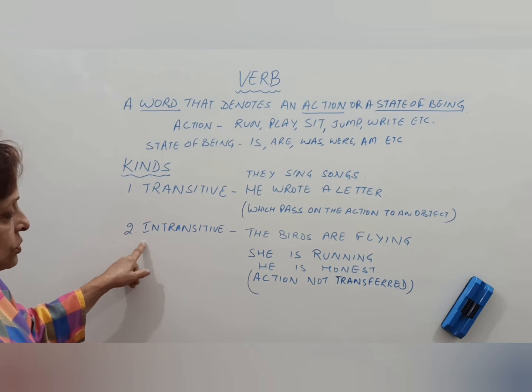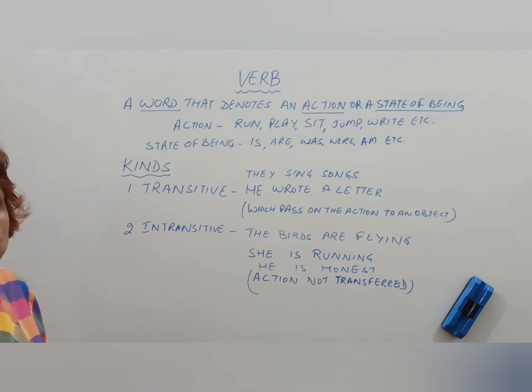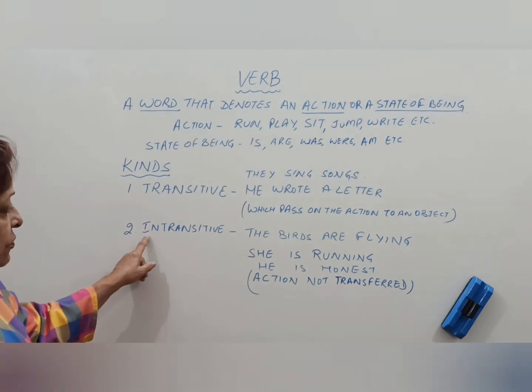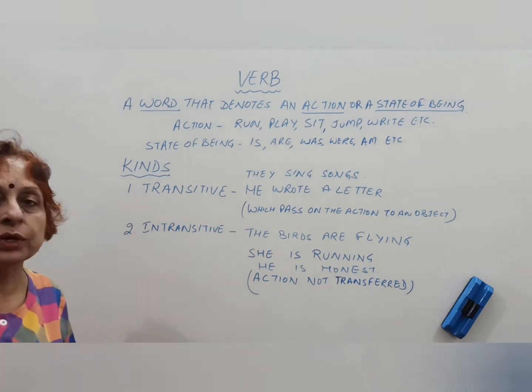Intransitive verbs are those verbs which do not pass on the action. For example, the birds are flying. There is no object in that. She is running. He is honest. So these are examples of intransitive verbs.